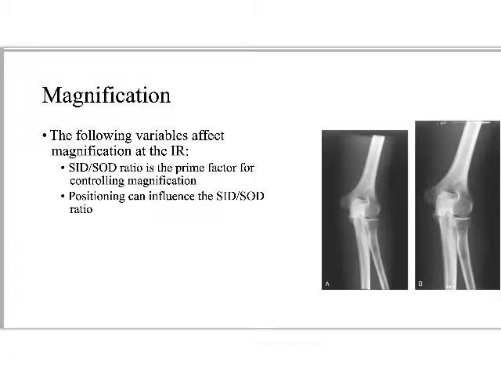Magnification is not always the enemy. It exists on every image that we take. But the question is, what is magnified and why is it magnified? Is it magnified because we need it to be magnified, or is it magnified because we just didn't understand what we were doing? So positioning influences this SID to SOD ratio. Use it to your benefit.